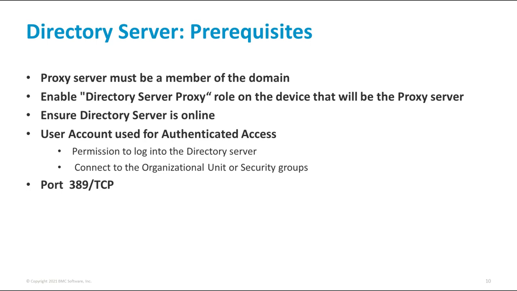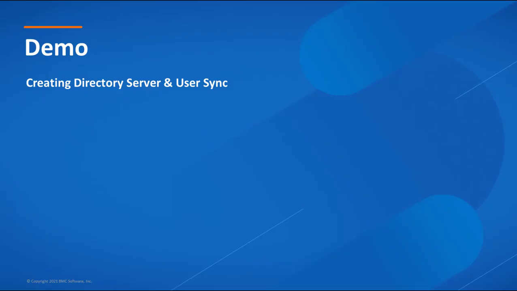So in a nutshell, the different prerequisites required to configure the directory server in our environment are: the proxy server must be a member of the domain. We need to enable the directory server proxy role on the device that will be acting as the proxy server. We will need to ensure that the directory server is online. The user account that will be used for authenticated access must have permission to log into the directory server and should also be able to connect to the organizational unit or the security group we are trying to synchronize. And finally, TCP port 389 must be open within the environment. Now I will demo creating the directory server and syncing users.